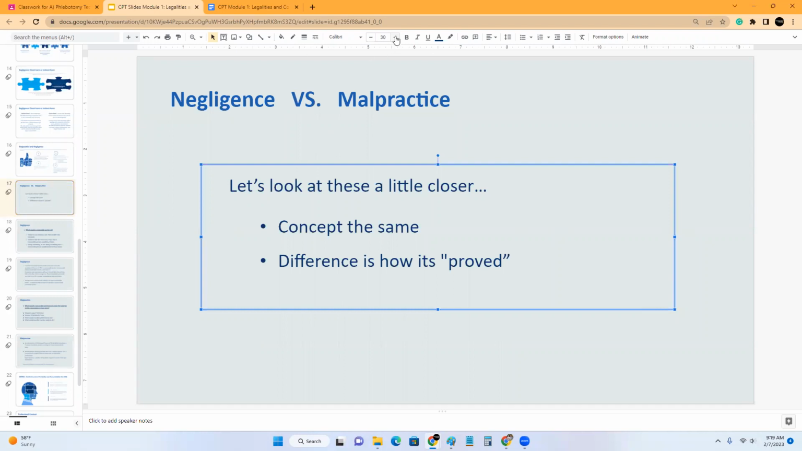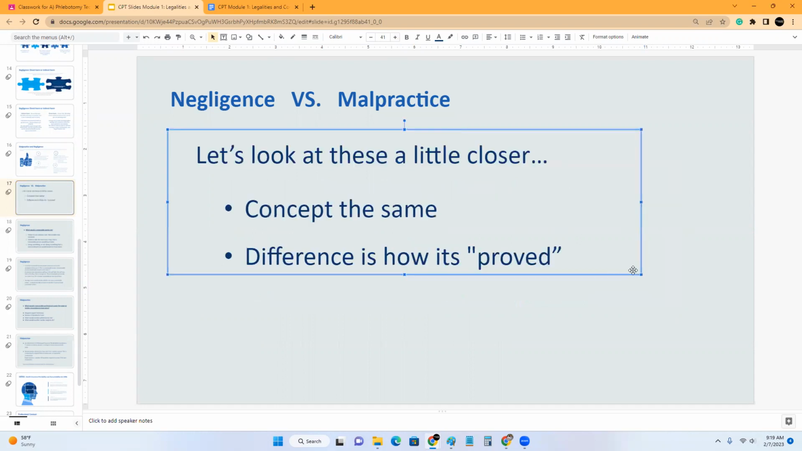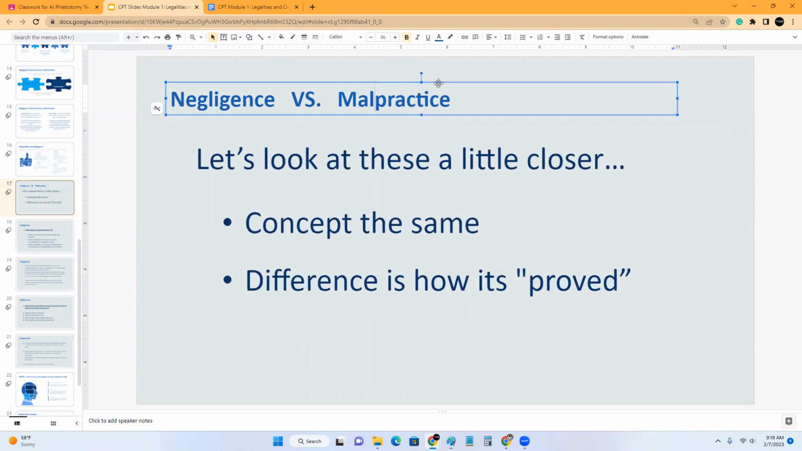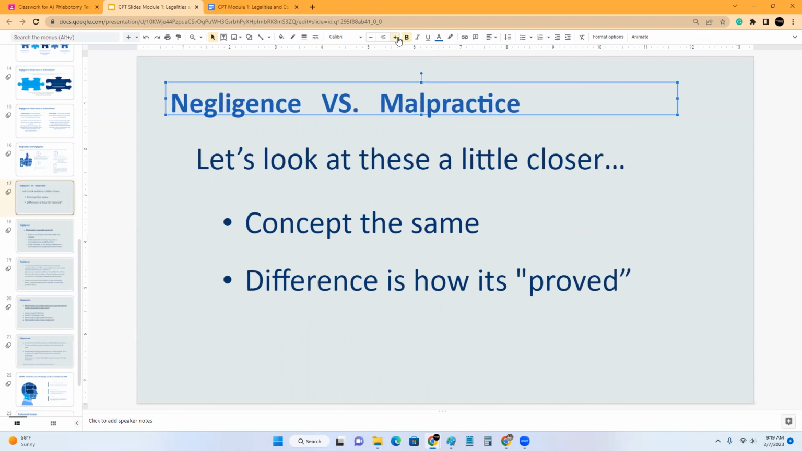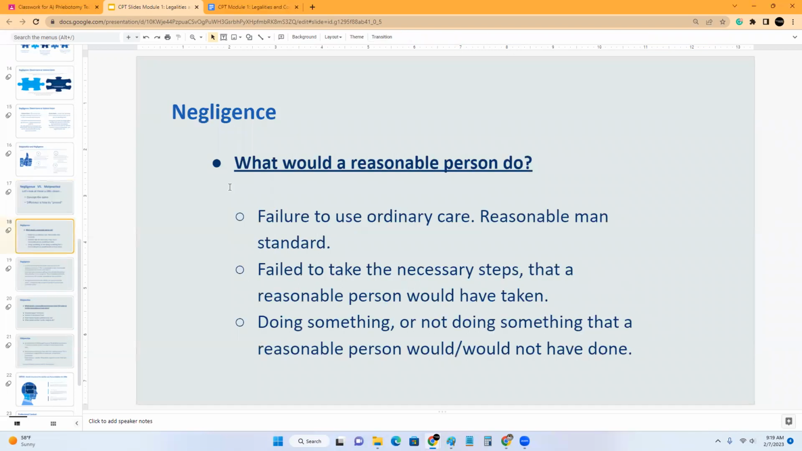All right, so here we are on a little closer look at malpractice and negligence, because this is a huge, confusing, jumbled mess for a lot of people. They're like, I still don't understand what the difference here is. So the concept of malpractice and negligence are the same. I had mentioned that before. So the actual basis of what it is is the same. It's how it's proved, or who can say this was done wrong, that determines if it's negligence or malpractice.